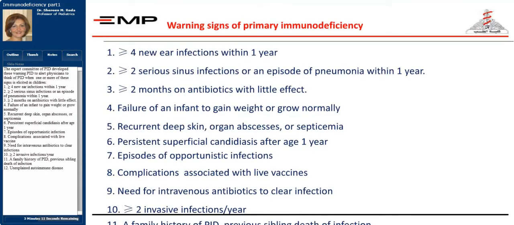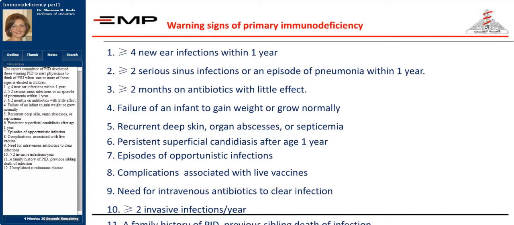The warning signs: the expert committee of primary immune deficiency postulated these warning signs just to alert the physicians and families of the possibility of immune deficiency whenever they find one or more of these warning signs. First, we have 4 or more new ear infections within 1 year. Second, 2 or more serious sinus infections or an episode of pneumonia within 1 year. Third, 2 or more months on antibiotics with little effect. The fourth warning sign is failure of an infant to gain weight or grow normally. So we have failure to thrive.